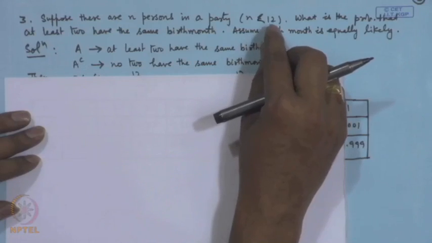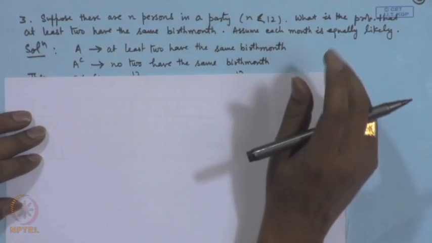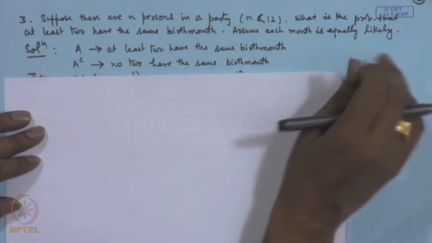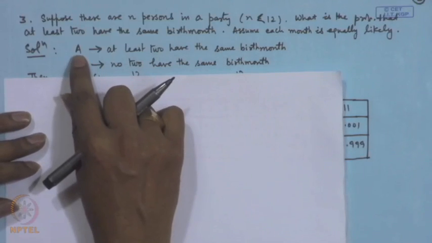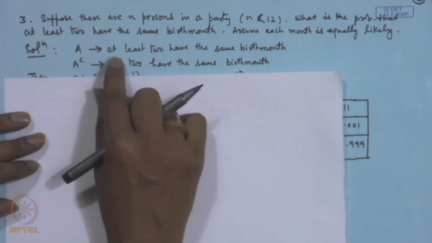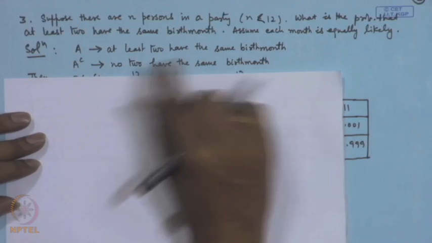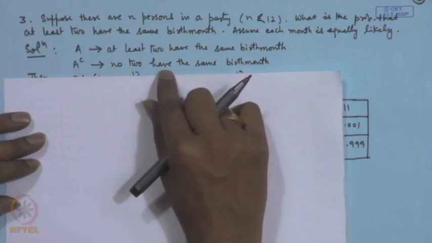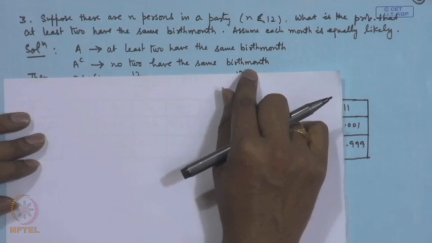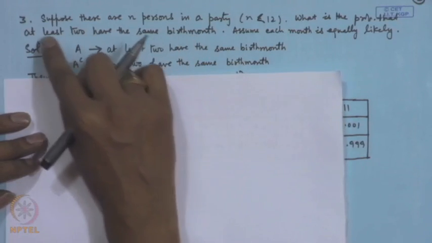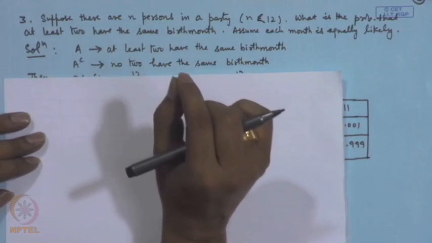So, if there are say 13 persons, then certainly 2 of them will have the same birthday. So, here we are taking the number of persons to be less than 12. So, let us assume A to be the event that at least 2 have the same birth month, and A complement is the event that no 2 have the same birth month. We have to find out the probability that at least 2 have the same birth month. Now, in order to find out this probability, we have to calculate exactly 2 have the same birth month, exactly 3 have the same birth month, and so on.